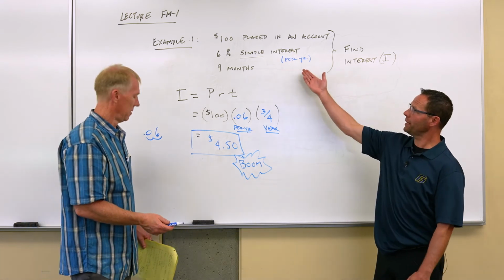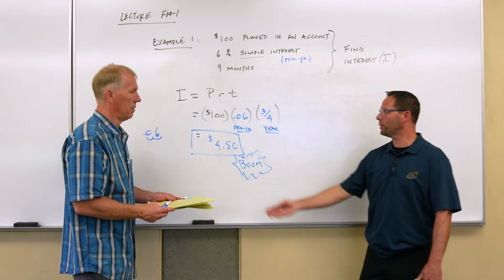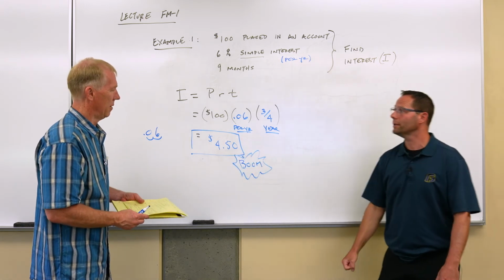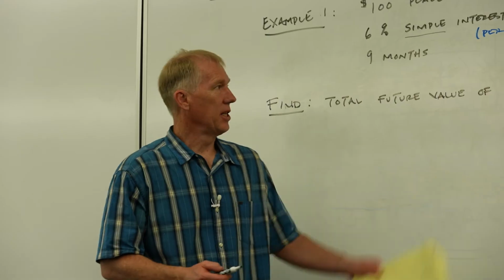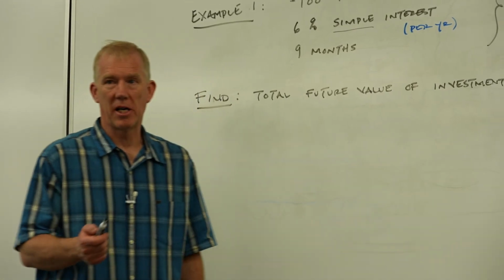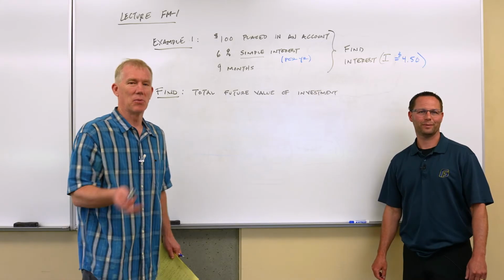Remember, 6% annual interest means 6 out of every $100. So if it would have been a whole year, this would have been a 6. Right. So we end up with $104.50 back in our pocket. Okay, so we have our $4.50 of interest that we already calculated, but the real question that you want to know is when I go back in 9 months, how much money will be in the account?